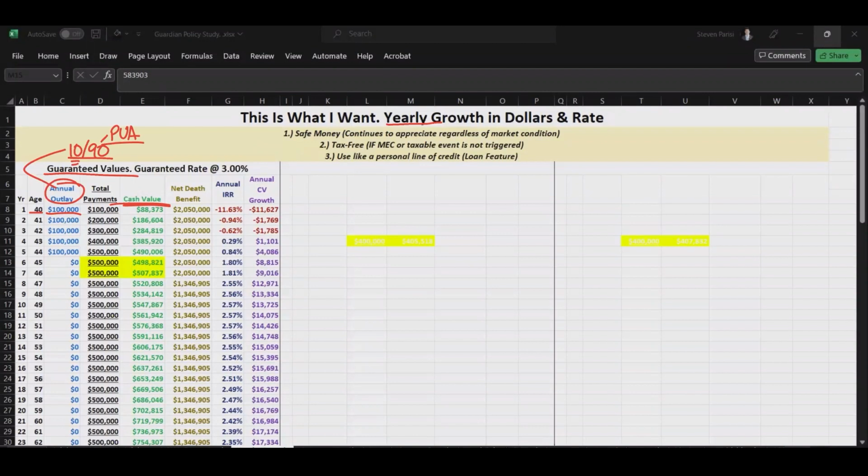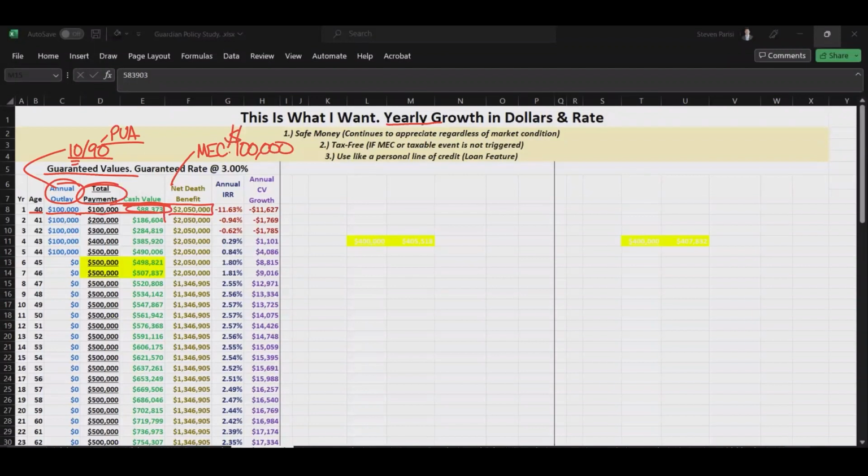So looking at the year-to-year growth, he pays in $100K. Here's his total payments in the first year. He's paid in a total of $100,000, and his cash value is what? $88,373. The death benefit is just over $2 million. Where we came up with that dollar figure is that it gives him a MEC limit of $100K. That prevents a taxable event from occurring.